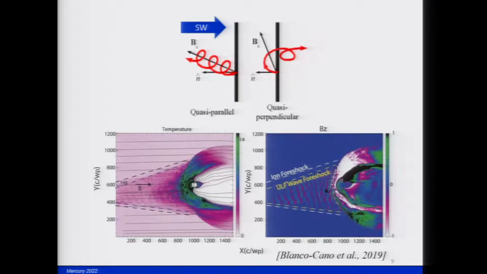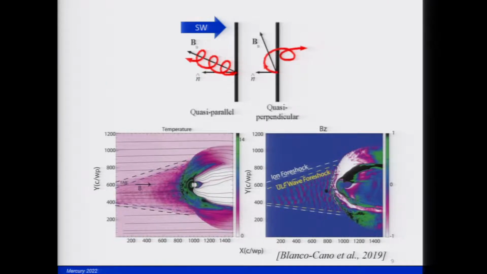So why this happens is that some part of the solar wind particles are reflected at the bow shock. Now, when you have the interplanetary magnetic field perpendicular to the normal of the bow shock, as we saw, the plasma particles are stuck on the magnetic field lines, so the reflected particles can't move away very far from the bow shock.